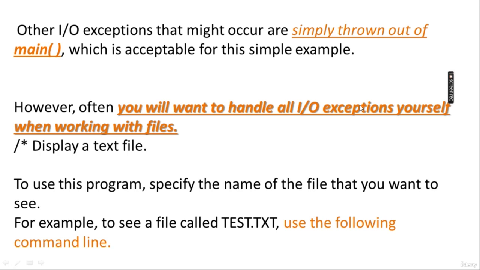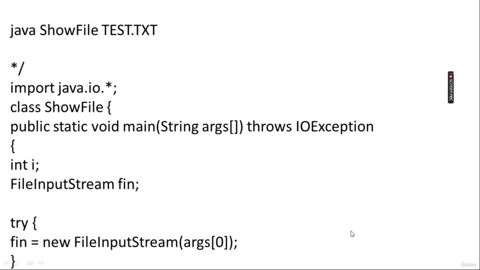To use this program, specify the name of the file that you want to see. First of all, we will create a file called test.txt, and you will specify it using the command line: java ShowFile test.txt. So java is for running, ShowFile is the name of your Java program, and test.txt is a text file you have already created and placed into your project, and it will be read. Now we will see the ShowFile class. In the main method, we have created a FileInputStream object. FileInputStream fin = new FileInputStream(args[0]).